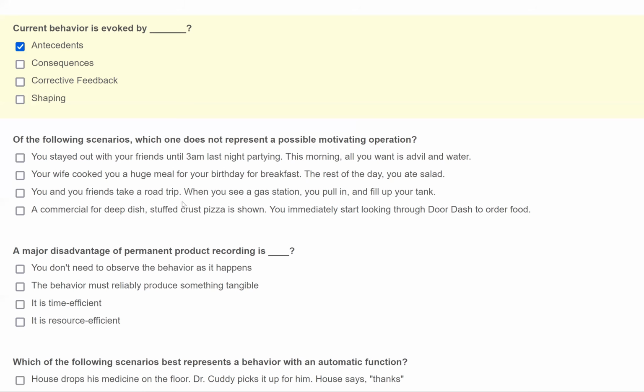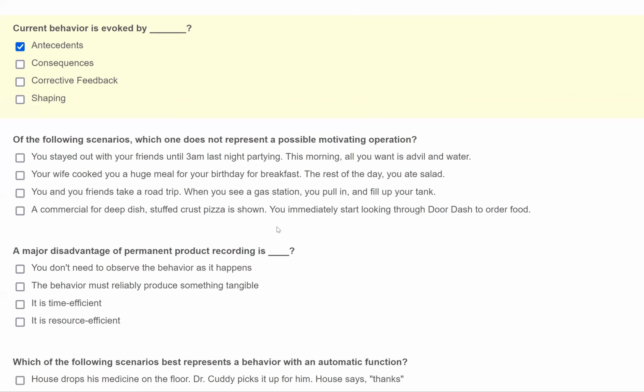C, you and your friends take a road trip. When you see a gas station, you pull in and fill up your tank. Now, careful here. What is the motivating operation for getting gas or pulling into the gas station? Well, it's going to be needing gas, right? When your gas tank light comes on, the value of gas goes up. The value of a gas station goes up. When you see a gas station, however, what is that doing? What's signaling to you that gas is available?